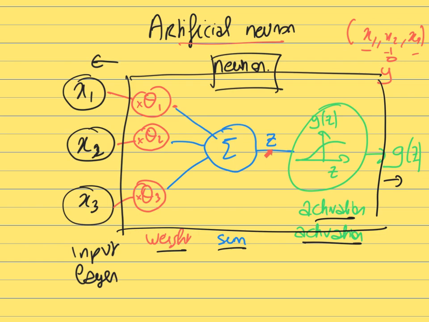This gives you a new variable z, and depending on the value of z, if z is very small, then the layer will not transmit any signal. If z is very negative, very close to minus infinity, then there will be nothing transmitted by this neuron. The output signal of this neuron is going to be equal to 0.